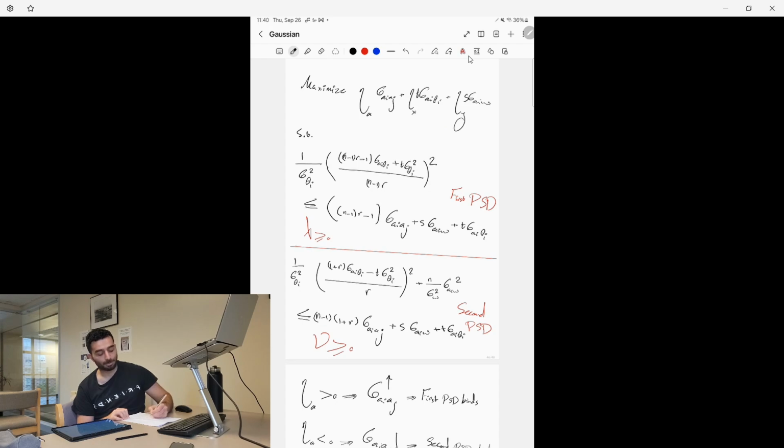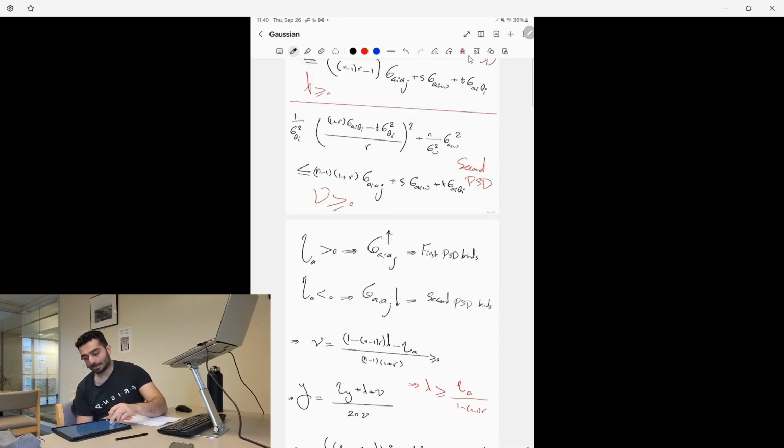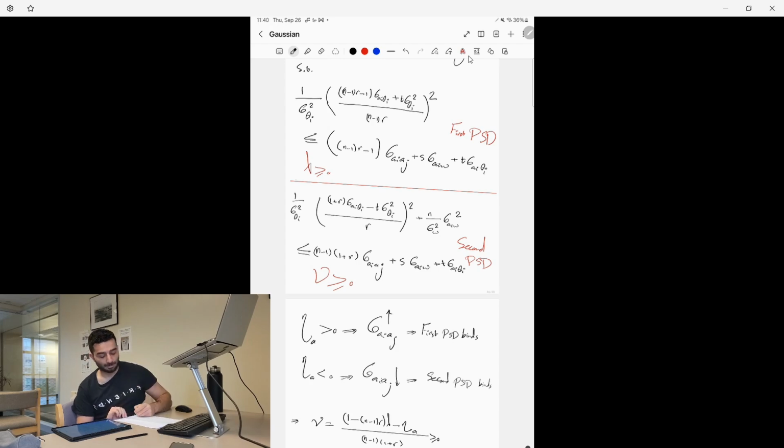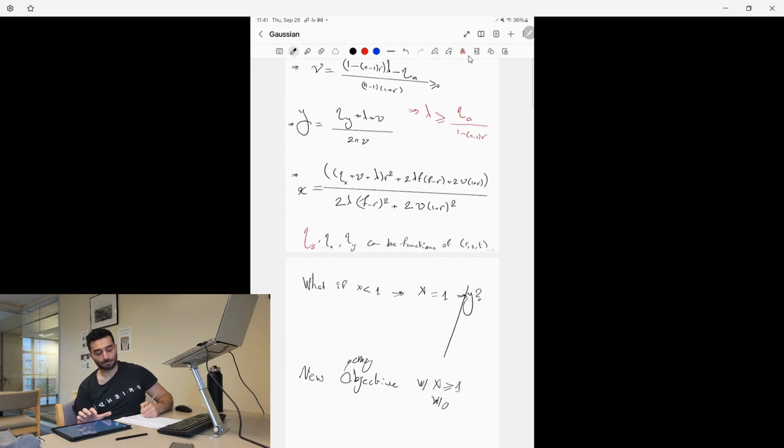So our hyperbolic doesn't change much as well. Y is lambda plus nu over 2n nu. This is the same thing. And x changes. We don't need x actually. X is 1. Perfect. And then we want to maximize. Sorry, x is 1.